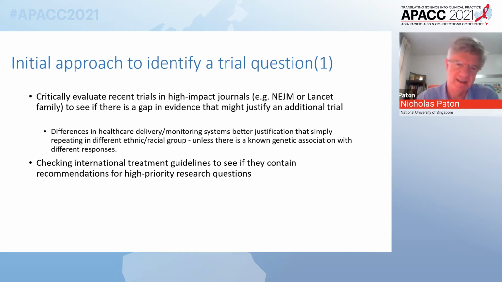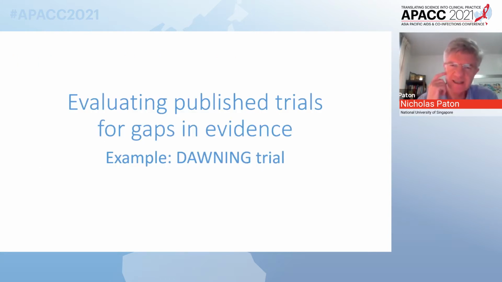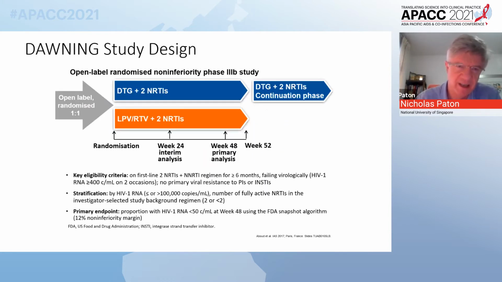And the other thing you can do to get some ideas is to check international treatment guidelines to see if they contain recommendations for high priority research questions that you might be able to address with your trial. So here's an example of this kind of approach, and it's about the Dawning trial. And let me explain to you about this. So here's the Dawning trial design.